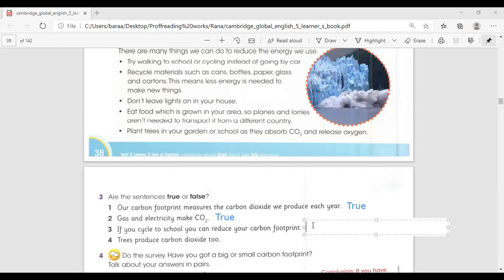If you cycle to school, you can reduce, that is, make a small amount of CO2 produced. So it's true. The last one: trees produce carbon dioxide too? No, they absorb it and release oxygen. So this is false.